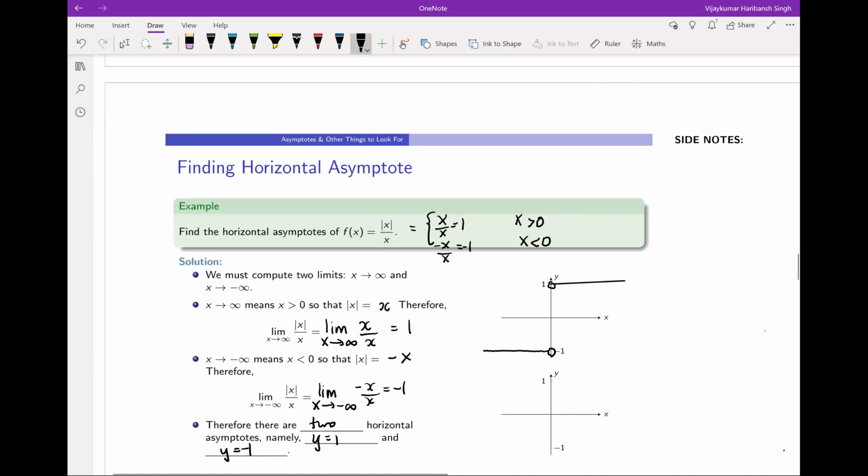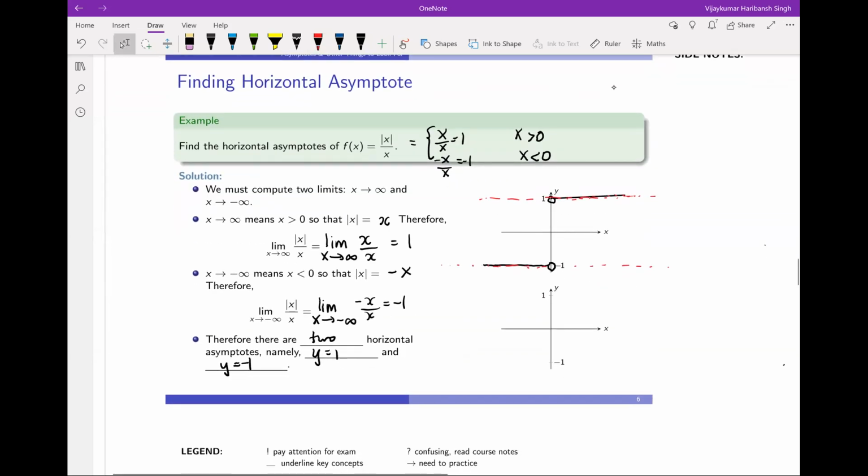You see that these dotted lines are the horizontal asymptotes. Now note that this dispels the idea that the graph cannot touch the horizontal asymptote. You see the graph and the horizontal asymptotes are identical in this part and identical in the part here. So a graph can basically cut or touch the horizontal asymptote infinitely many times.